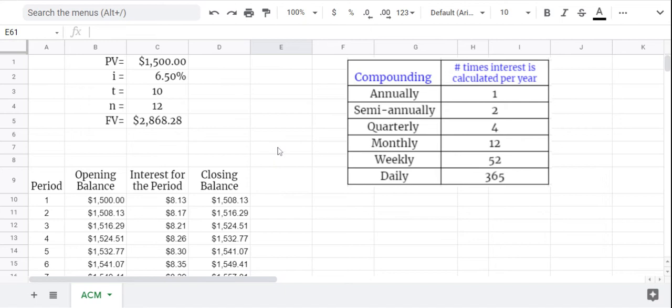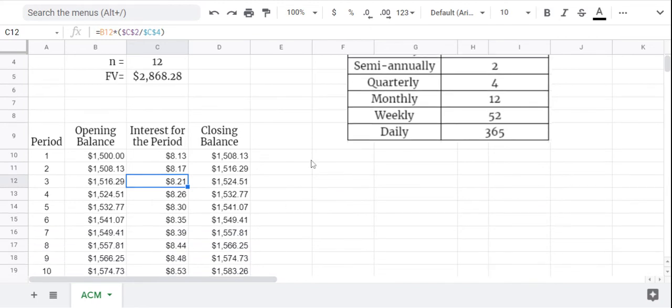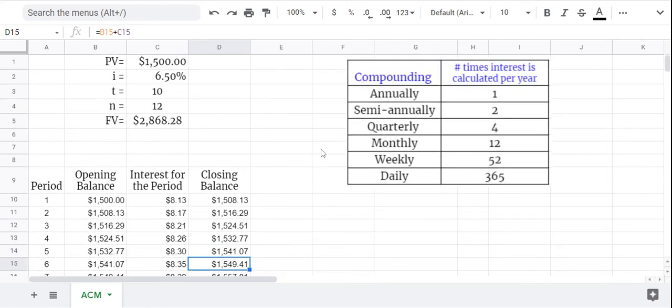Not only that, but I know my interest for each period. And notice, of course, how it's growing. And I know my closing balance for each period. Pretty cool. And of course, this is live. I can change anything. So what if instead of having $1,500, we had $25,000?